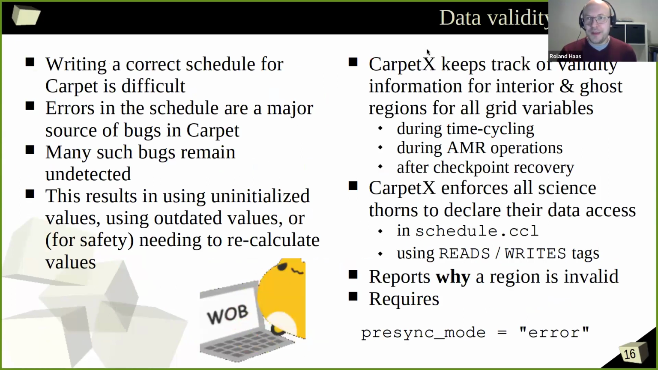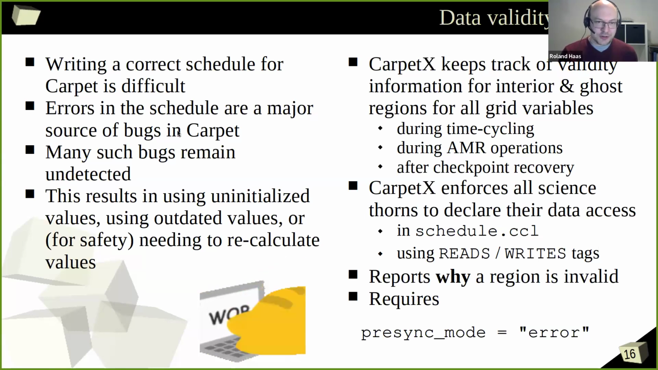Okay. The big thing that's new that will actually probably trip you up, but it's a good thing, is that CarpetX implements data validity tracking. This comes from the fact that writing a correct schedule for Carpet is very difficult. People get it wrong all the time, and it's not completely wrong, it's just slightly wrong. So the answers are somewhat off, but probably good enough for publications, but maybe not. Errors in the schedule are a major source of bugs in Carpet for science codes, and hopefully not so much for Carpet itself. Many bugs remain undetected just because the effect is subtle.